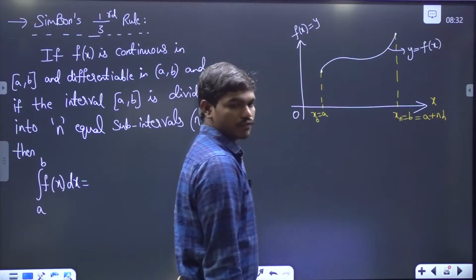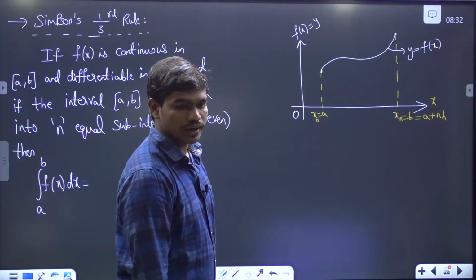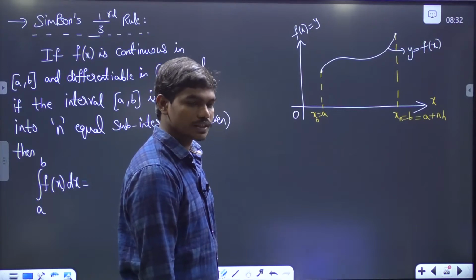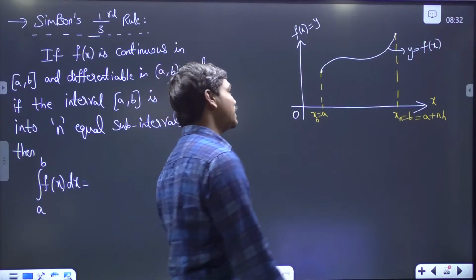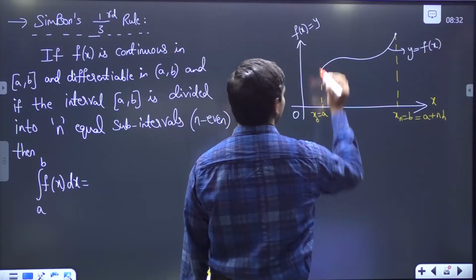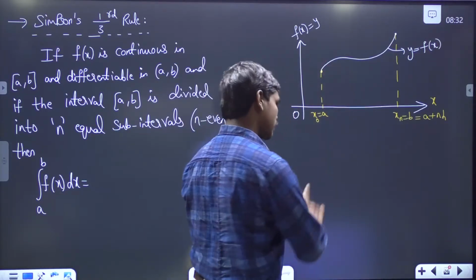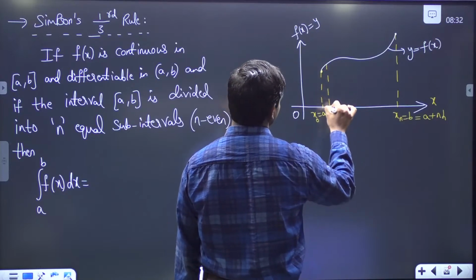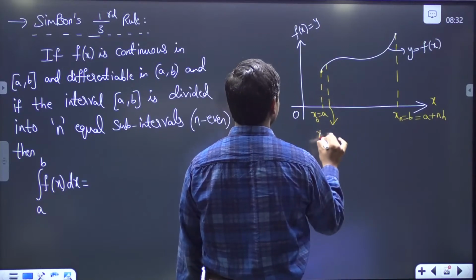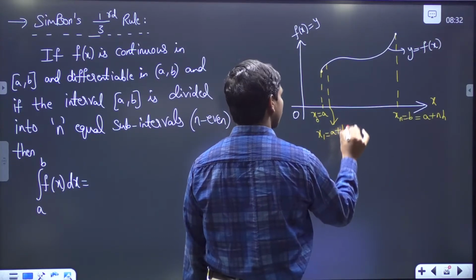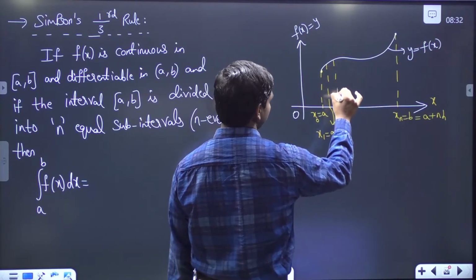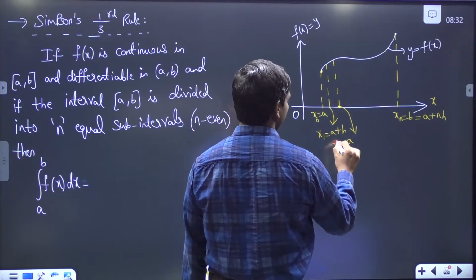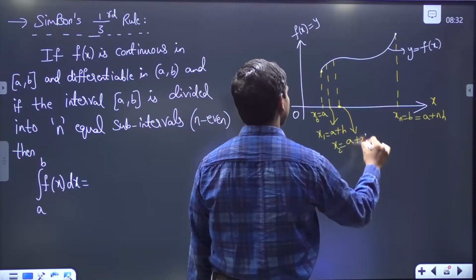The formula is h by 3 into [y naught plus yn plus 2 times (y2 plus y4 and so on) plus 4 times (y1 plus y3 and so on)]. To be honest, I don't remember that, but we'll write this. So x1 is equal to a plus h, and then a plus 2h and so on. In an exam it's mandatory that we remember this, otherwise it takes us some time to calculate again.